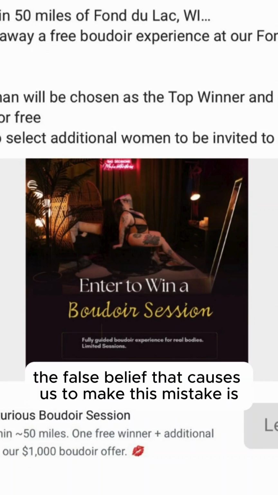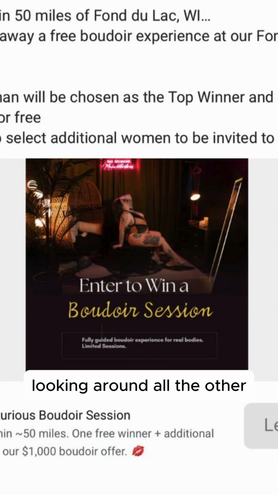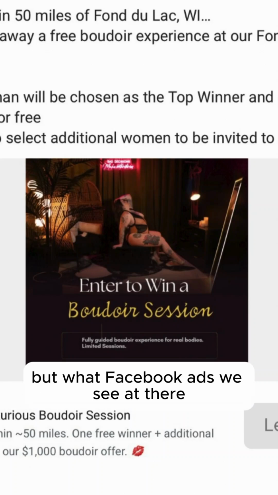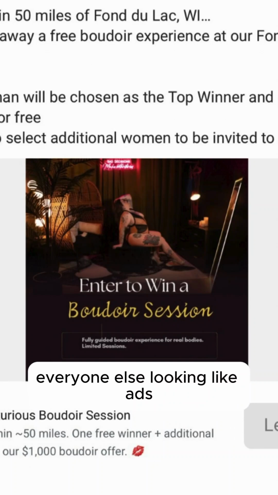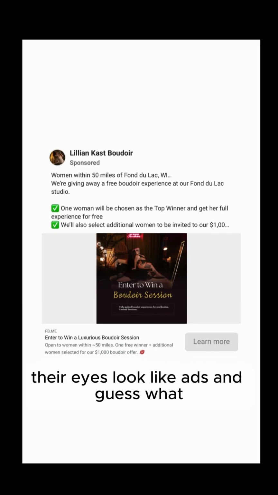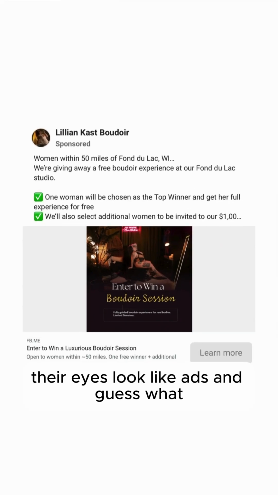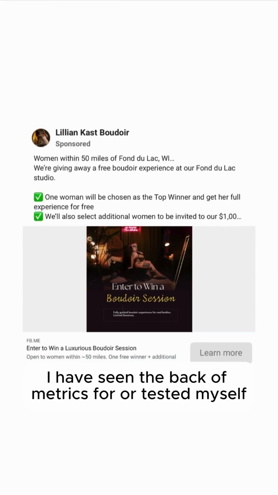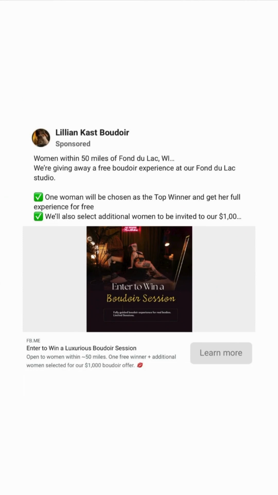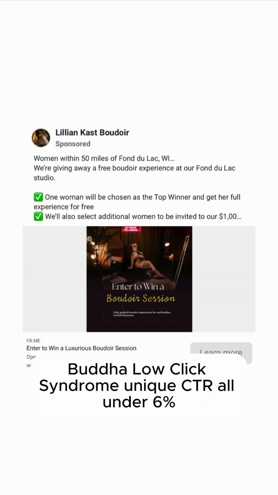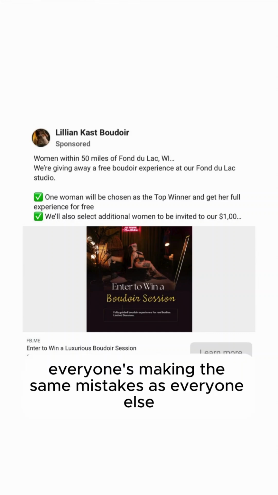And the false belief that causes us to make this mistake comes from looking around at all the other Boudoir Facebook ads we see out there, everyone else looking like ads. Their ads look like ads. And guess what? Every other Boudoir Facebook ad I have seen the back end metrics for or tested myself has 100% had BLCS, Boudoir low click syndrome, unique CTR all under 6%. It's because everyone's making the same mistakes as everyone else.